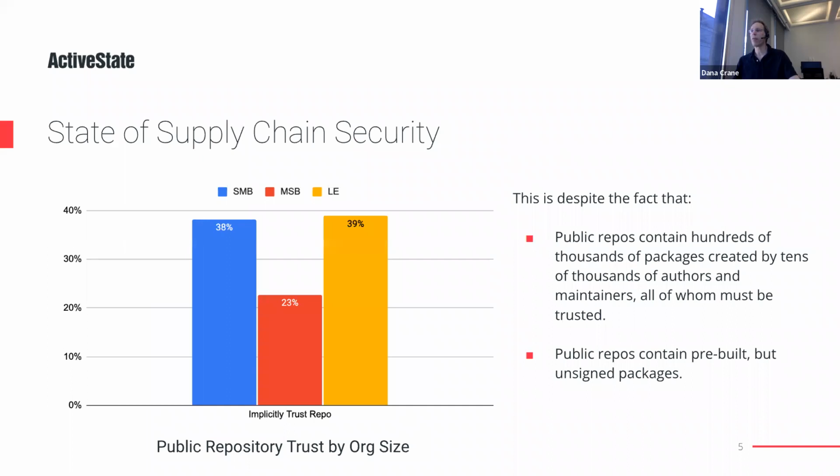Another key area of concern that came back from our survey was around public repositories. There's still a lot of organizations out there that implicitly trust the repository. And that's despite the fact that public repositories offer no guarantees as to the security and integrity of what they're providing. You've got thousands or even tens of thousands of authors producing literally millions of open source packages out there, and you've got to be able to trust them all if you're bringing in something that's pre-compiled, that's pre-built. Those are typically unsigned. There is no signing mechanism attached to most public repositories. So it's really kind of a wild west, and implicitly trusting the repository may not be the best way forward.